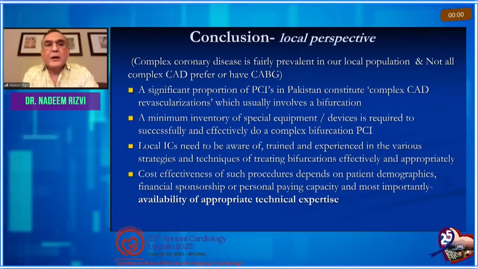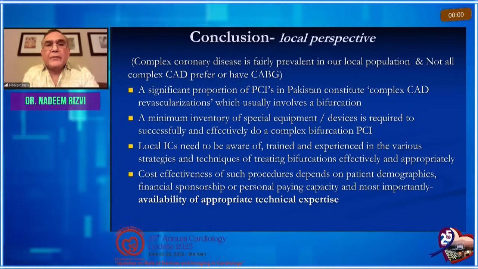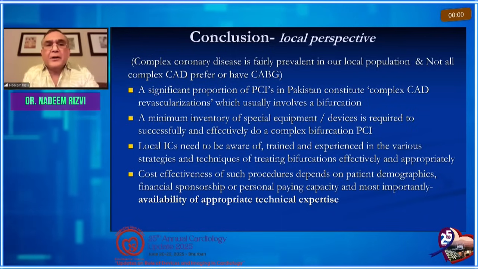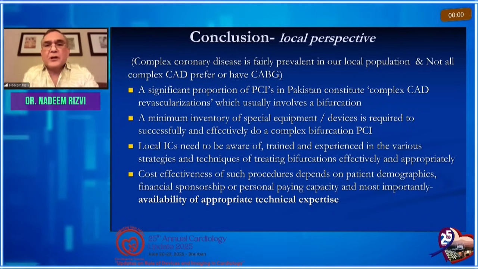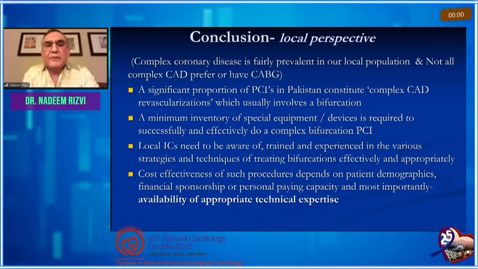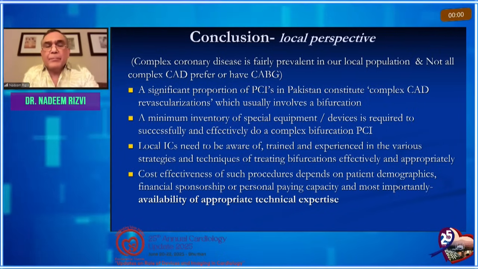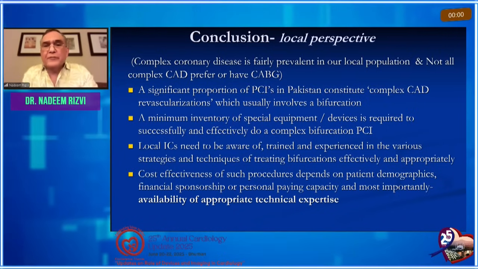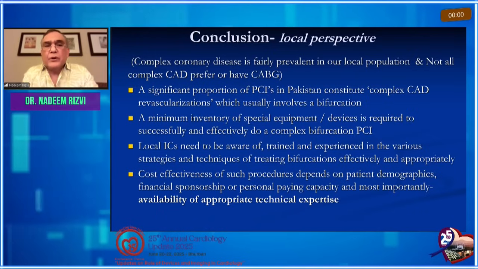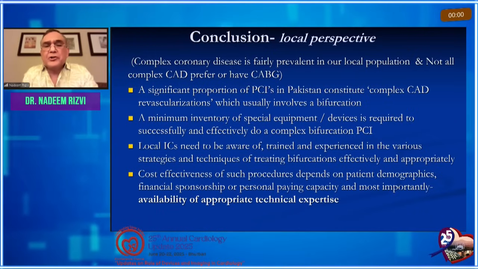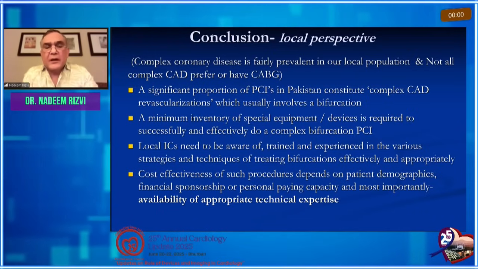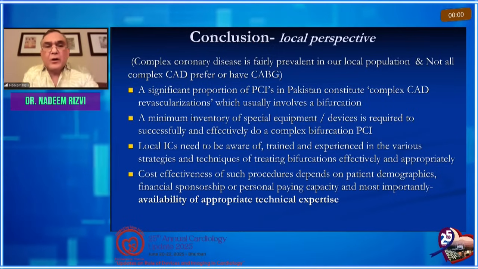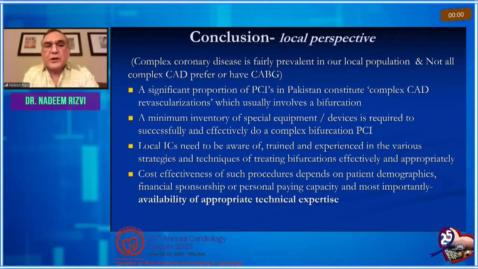So final conclusion from the local perspective: complex coronary artery disease is fairly prevalent in our local population, and most people prefer PCI rather than CABG. A significant proportion of PCIs in Pakistan constitute complex coronary disease, which usually involves a bifurcation. A minimum inventory of special equipment and devices is required, as I have shown, to effectively do a complex bifurcation. You should not do these cases if there is a financial constraint or if you are not experienced enough.